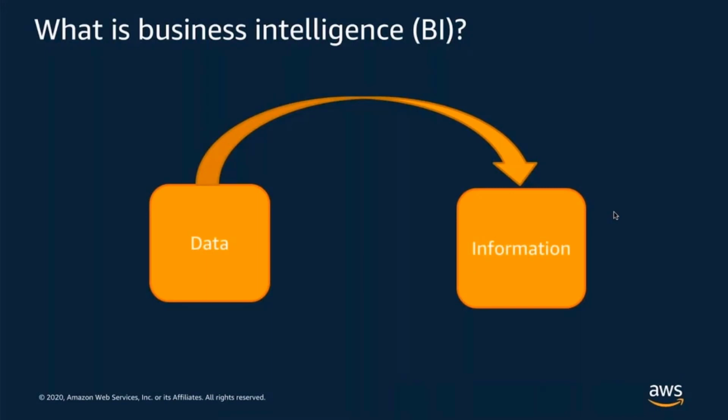Quick 101 on business intelligence. It is basically a process to convert your data into information that can help to make better business decisions. You start with collecting the data from one or multiple sources, then the data is transformed and analyzed, and then it is presented in forms of dashboards, reports, charts, and so on to make a better decision.